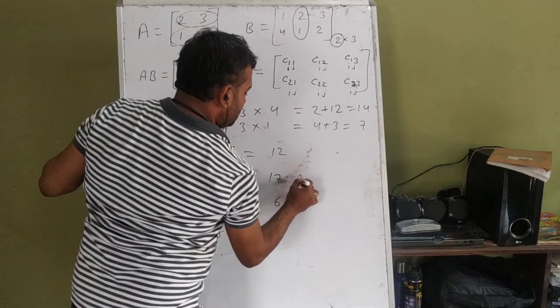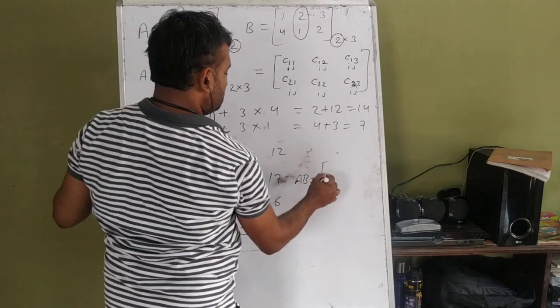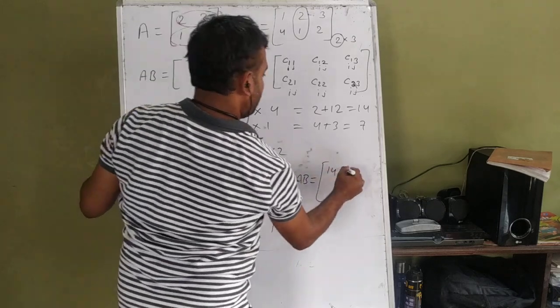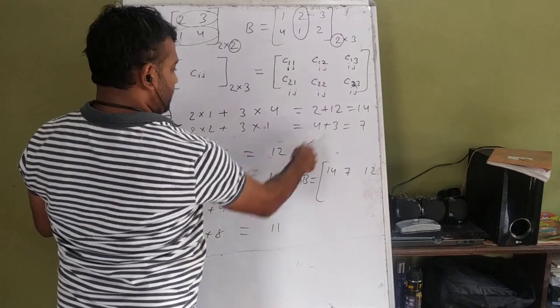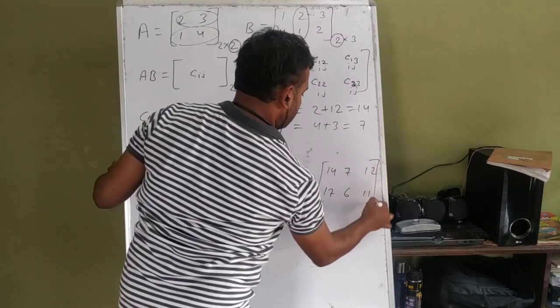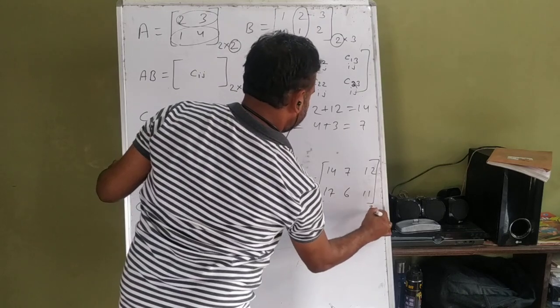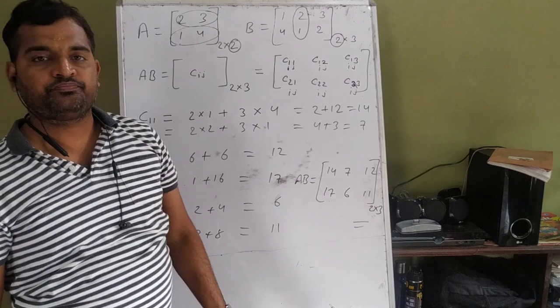So what will the product AB form? The AB will be formed like this: 14, 7, 12, 17, 6 and 11. This is the product AB of the order 2 by 3. This is the required product of the matrices.